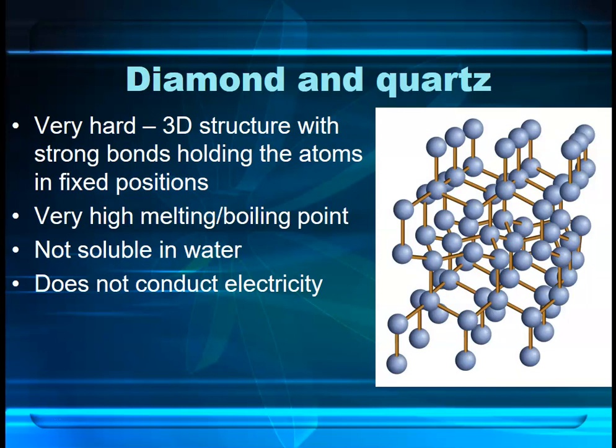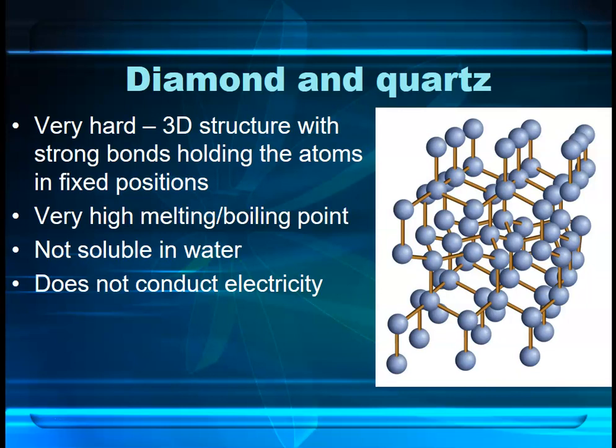Okay, so thinking about both diamond and quartz, they have very high melting and boiling points. So it's one of their properties. They're not soluble in water, they're very hard, and they do not conduct electricity. Okay, so those are the key properties. So you can see that the bonding is this 3-dimensional structure where you've got a lot of covalent bonds connecting a lot of atoms together.